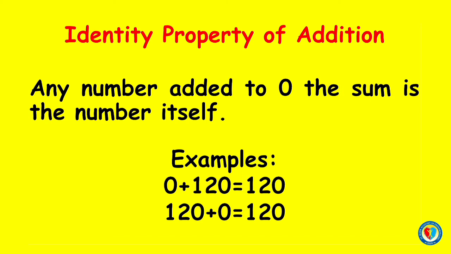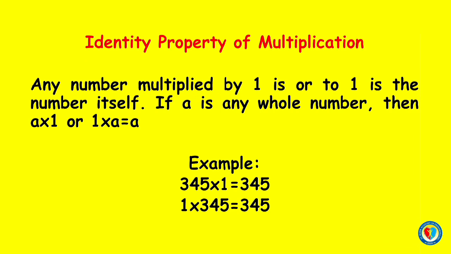Next, the identity property of multiplication means that any number multiplied by 1 is the number itself. If A is any whole number, then A times 1 equals A, or 1 times A equals A. Example, 345 times 1 equals 345, or 1 times 345 equals 345.